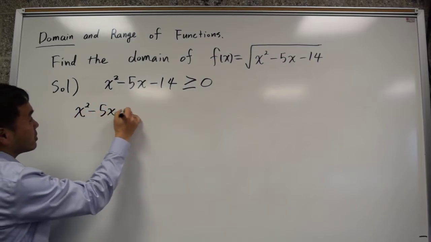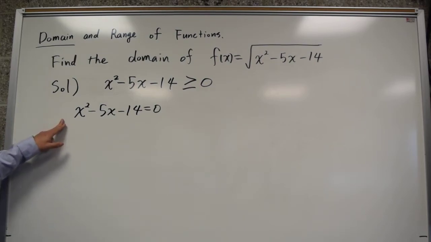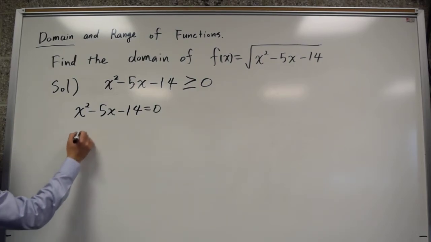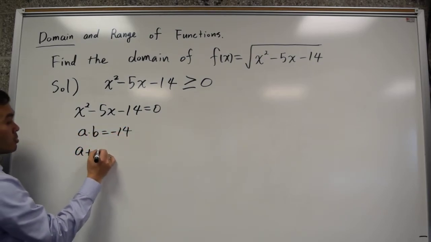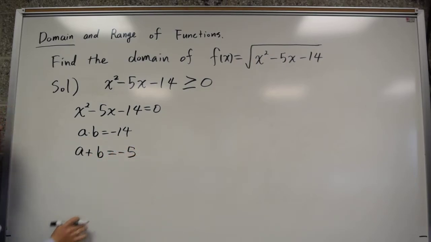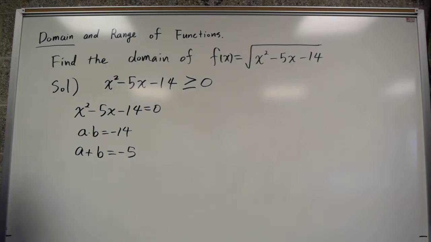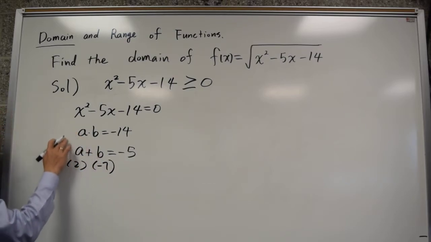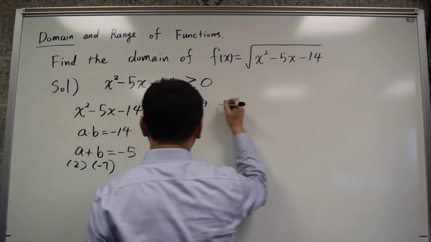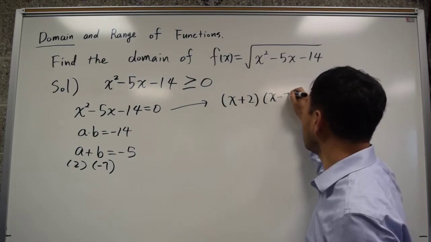First, solve the quadratic equation. This can be solved if you factor it. You're looking for two numbers that multiply to negative 14 and add to negative 5. 14 factors as 7 times 2, and what do you know? 2 minus 7 gives you negative 5, right? So negative 7 and positive 2 are the two numbers that satisfy this, which means this can be factored as x plus 2, x minus 7 equal to 0.